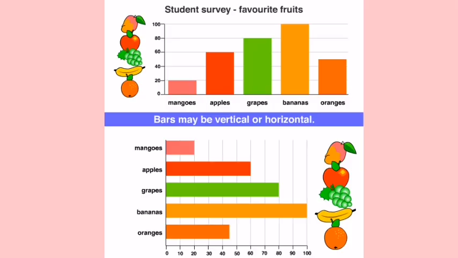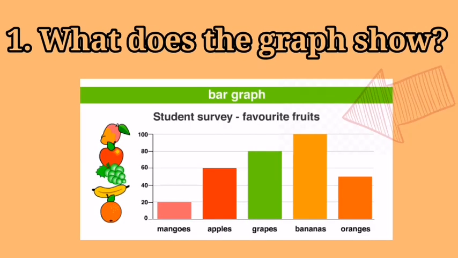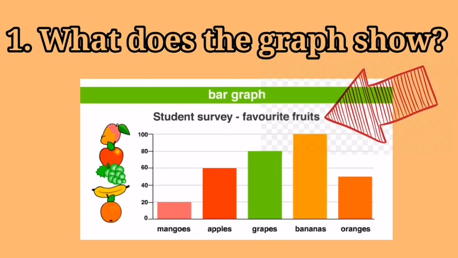I have here another example of a bar graph. This graph shows favorite fruits of the students, such as mangoes, apples, grapes, bananas, and oranges. Each bar represents the number of students who like the fruit. What does the graph show? As mentioned earlier, this bar graph shows favorite fruits of the students.